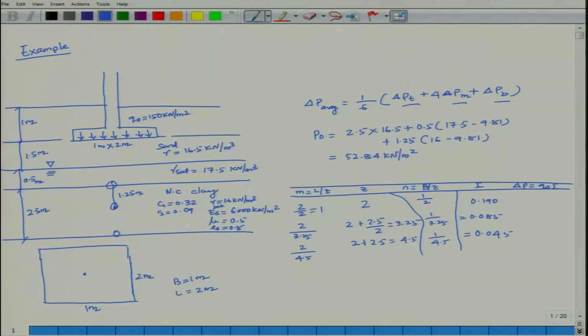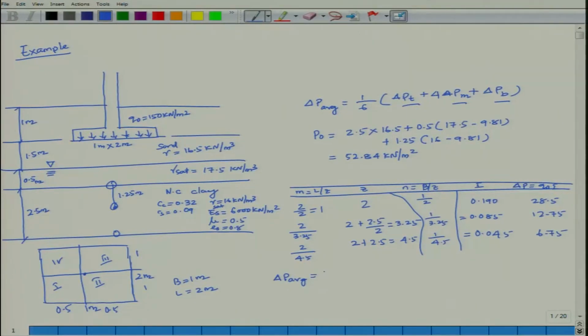This way you can calculate; there are charts for the middle, or you can divide into 4 equal parts, 1, 2, 3 and 4. Here it is 1 meter, 1 meter, here it is 0.5 meter, 0.5 meter, then sum it up. Then delta P is equal to Q0 I, it comes out to be 28.5, 12.75, 6.75. Now calculate your delta P average.